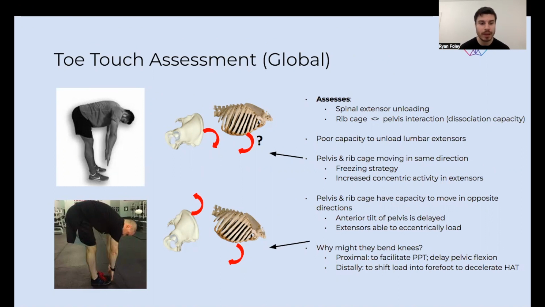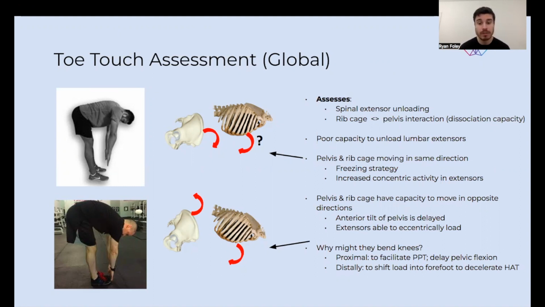So let's look at a practical example here, and we'll look at the toe touch, which is often used as a measure of hamstring flexibility, but it's so much more than that, because it gives us information about the coordination between the segments across the midline, particularly between the ribcage and pelvis.